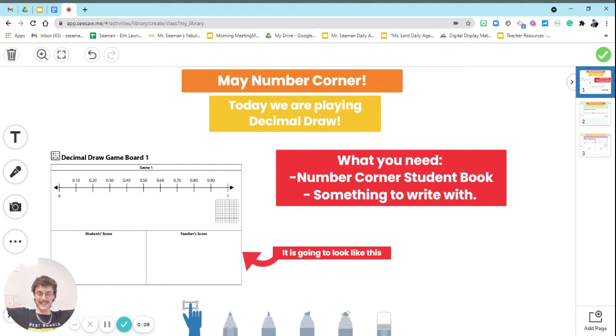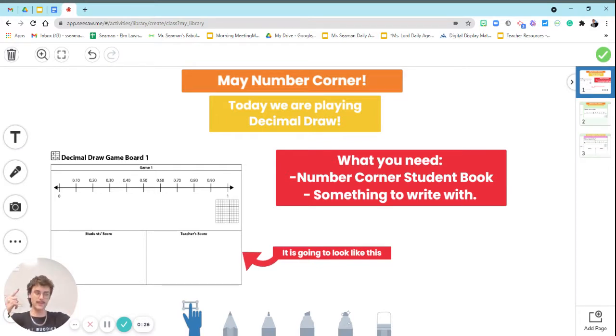It is super exciting because it is the first day of May. Well, it's actually the third day of May, but it is the first day of school that we are in May this year. So we have a brand new month of Number Corner. How exciting. So that means that we have a brand new game to play. So today we are playing Decimal Draw.